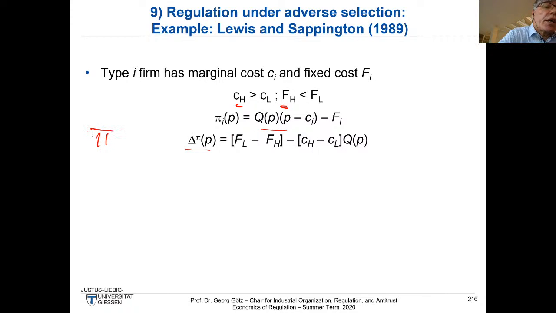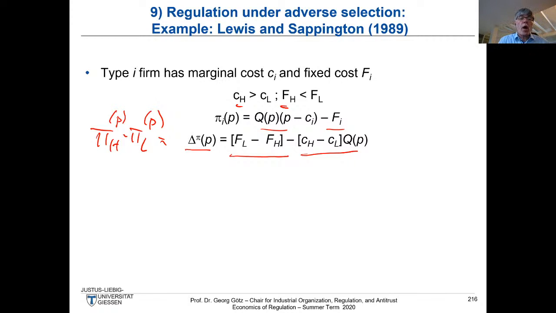Oh, I just added here pi H minus pi L. Okay, of course, we should have here the P and here the P as well in brackets. That's what we get. And now what we get here, minus CH minus CL. That's in a sense like in the Baron-Myerson model, but here we have a second term here, which is just from the fixed cost.